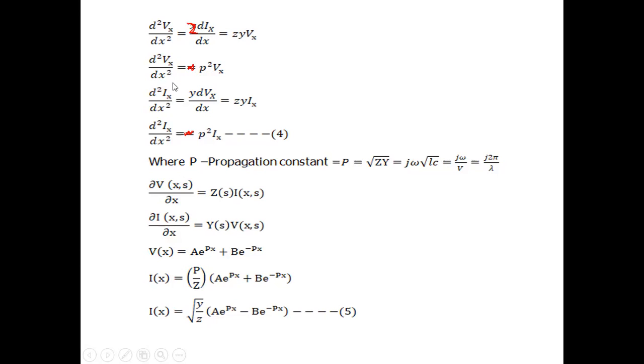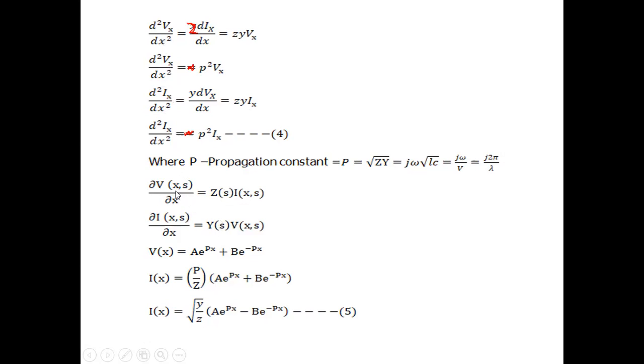Next, similar to this voltage equation, we can derive it for the current equation. So d square Ix divided by dx square is equal to Y into dVx divided by dx, where if you substitute the value for dVx divided by dx, you will get Z into Ix. Already we have Y. So the expression can be written as Z into Y into Ix. Now, what is this Z into Y? It is P square. So we can write d square Ix divided by dx square equal to P square into Ix. So this is the expression for d square Vx by dx square and d square Ix divided by dx square.